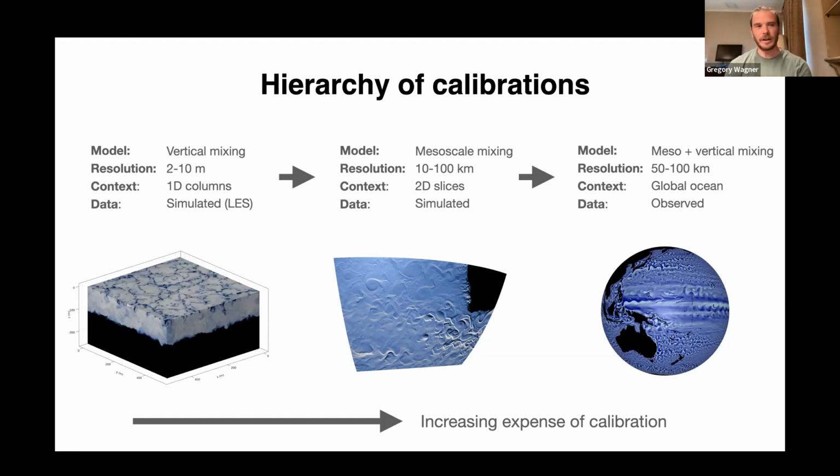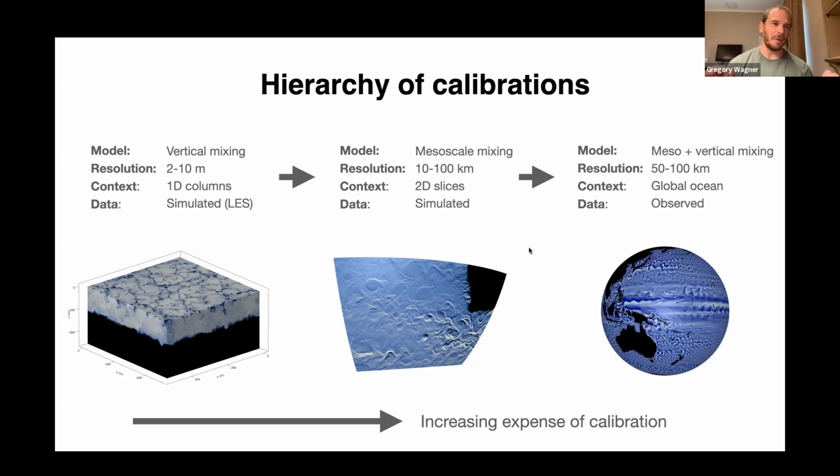The next step in the hierarchy is to move to the mesoscale context, and we calibrate a model for mesoscale mixing. The forward model that we're using to calibrate the parameters is a two-dimensional model. And the data is simulated again, this time potentially with the model of vertical mixing embedded in it. Finally, once you've completed that initial stage, then we can go to the global model and calibrate the mesoscale and the vertical mixing model together jointly at a resolution of 0.5 degree or 1 degree. And in that stage, we can use observed data.